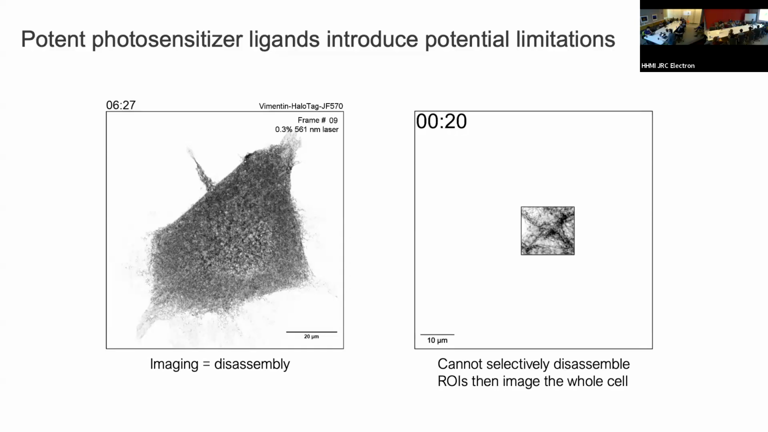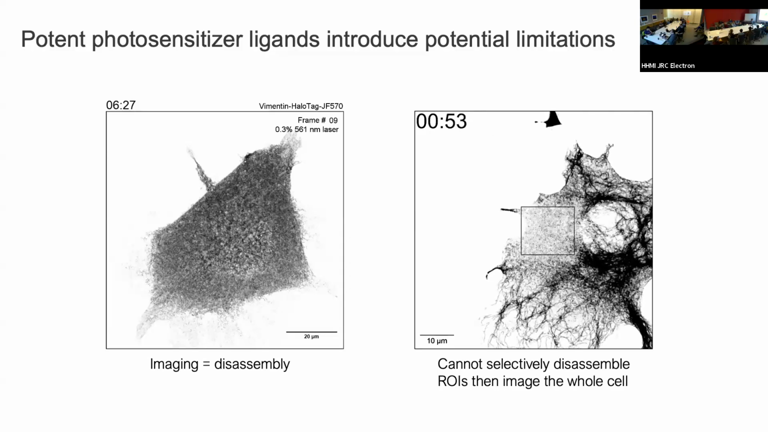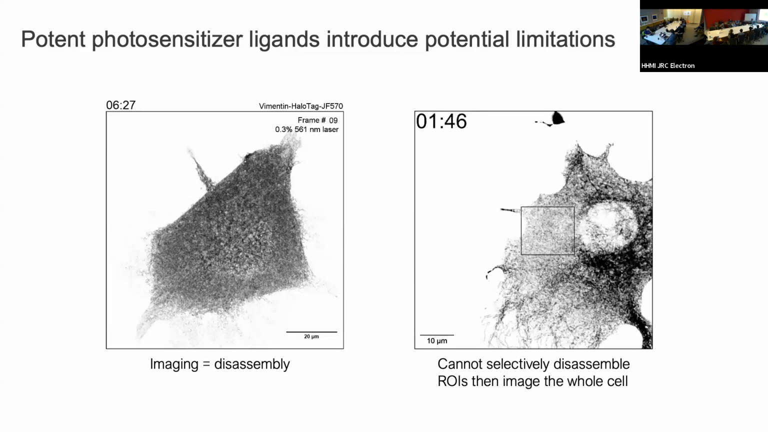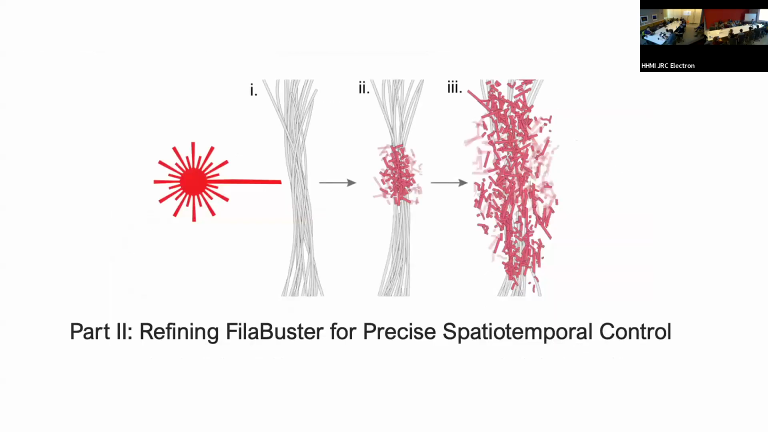And you can definitely hit a small portion with light here and disassemble the IFs. But when you zoom out to the rest of the cell, the moment you begin imaging with 570 or 634, you disassemble all the filaments. So you lose the ability to discriminate your disassembled filaments from your assembled filaments. So we wondered, could we refine this process with maybe better ligands or a better approach to have precise spatiotemporal control?